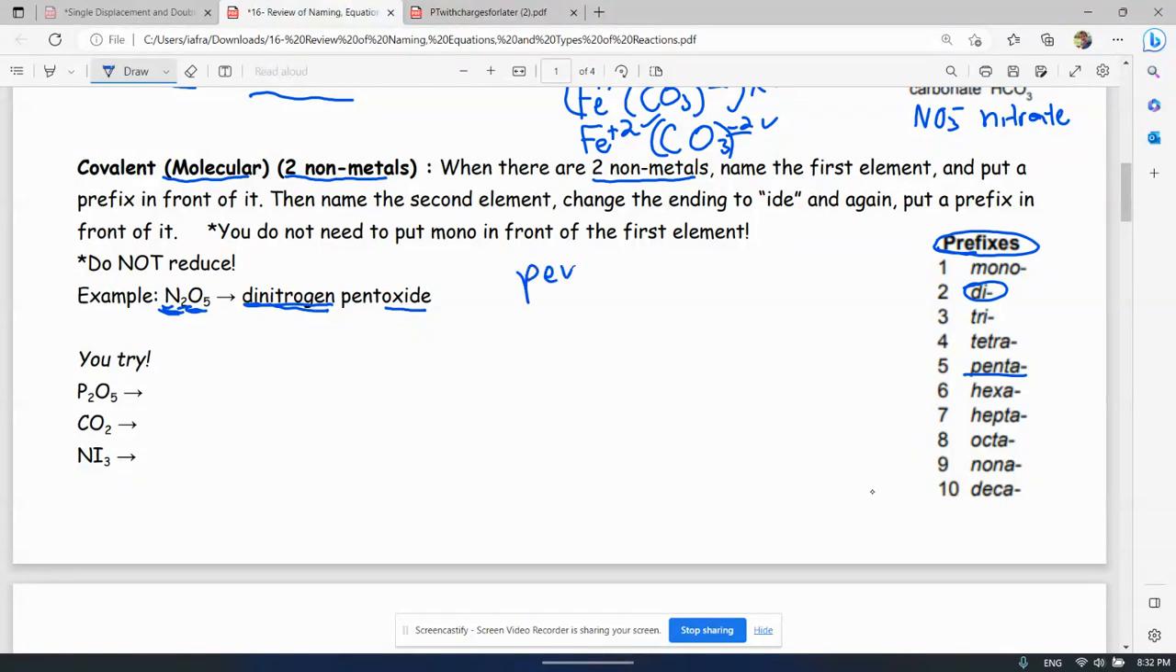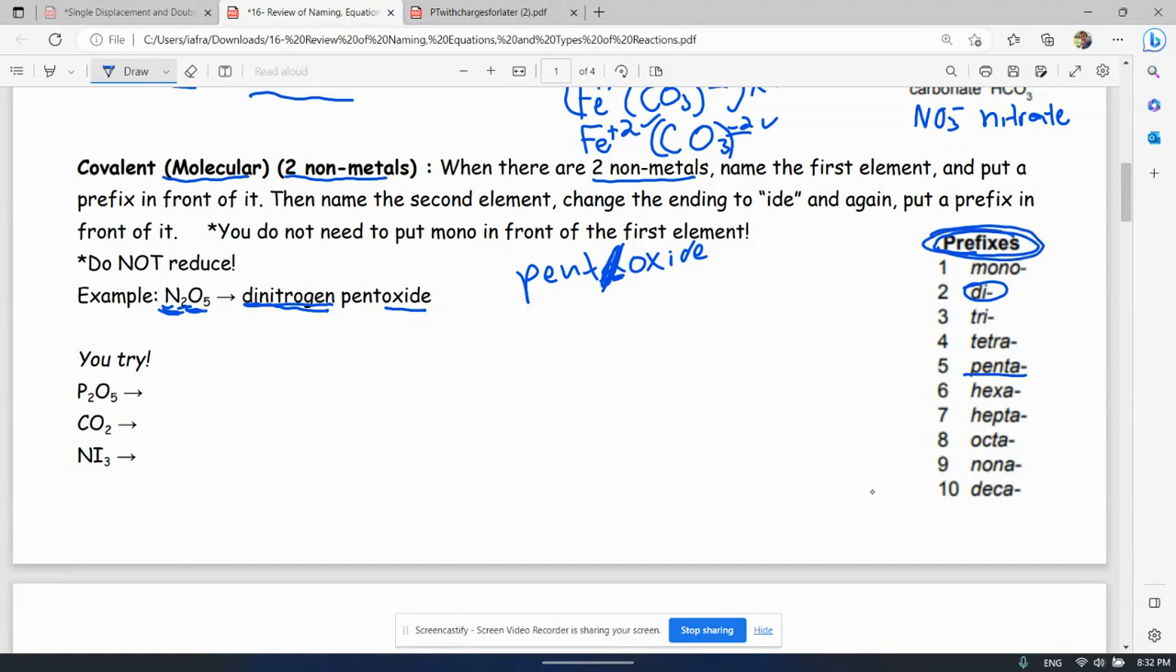Usually when there's two vowels that follow, for example, pentaoxide, I can remove the A and make it pentoxide. The only time you don't do that is if the vowel is an I. But if it's an AO or OO, you remove the final letter of the prefix.